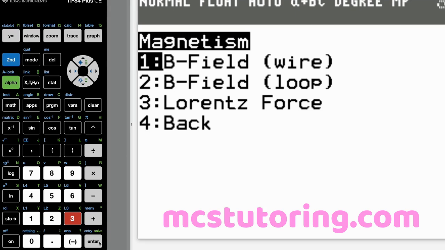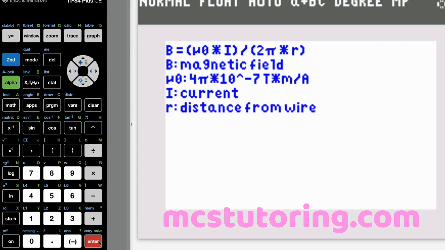So let's go first for the B field for the wire. It's mu sub 0 times I, all divided by 2 pi r. And then so B is a magnetic field, mu sub 0 is that constant, 4 pi times 10 to the negative 7 T times m, all divided by A.